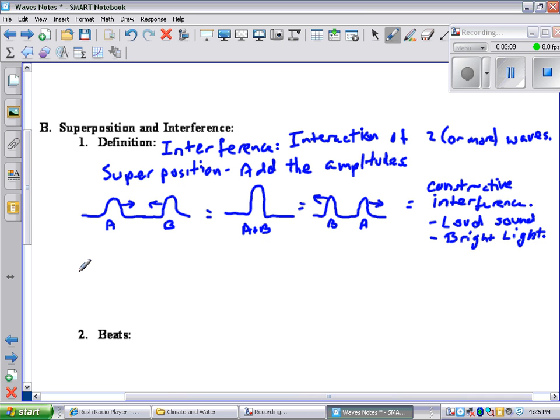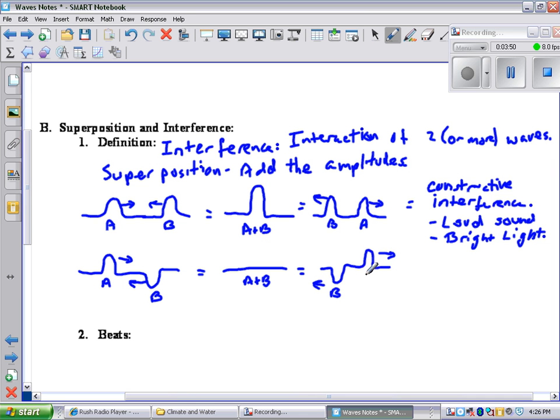Now, I could also have this situation. I have wave A at a crest, and I could have wave B at a trough. And when they get together, they're going to wipe each other out. So momentarily, A plus B kind of disappear. And then, again, they continue on their way. They pass right through each other. And B would be continuing on this way, and A would be going this way.